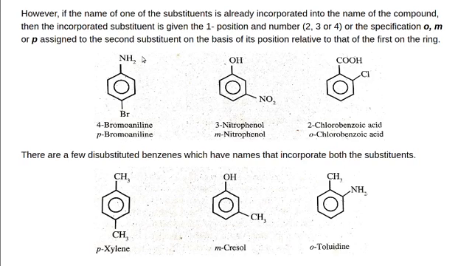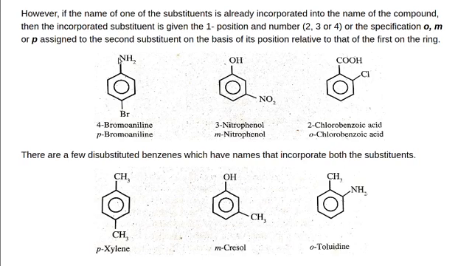That means in this compound, the compound without the bromine group is known as aniline. So one of the substituents is incorporated into that name. So this part is aniline without the bromine group. So the incorporated substituent should be given the first position. So this is 1, 2, 3, 4. So this is 4-bromoaniline. You only have to focus on the position of the other substituent.